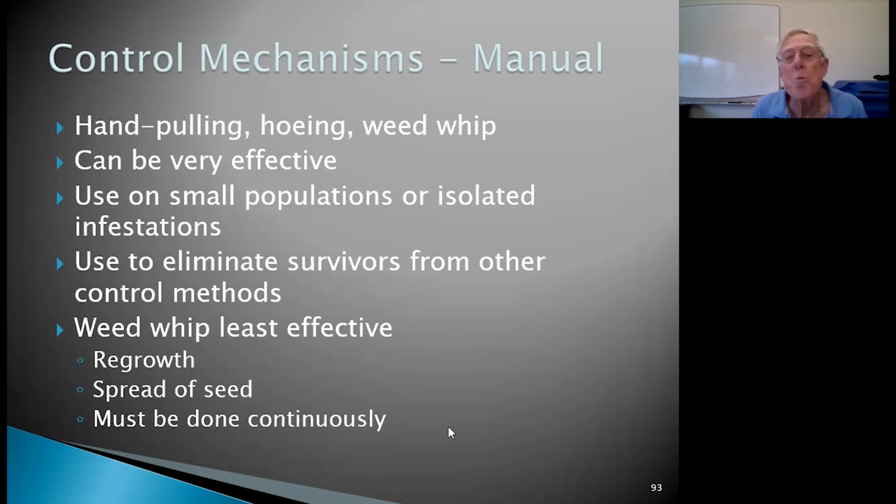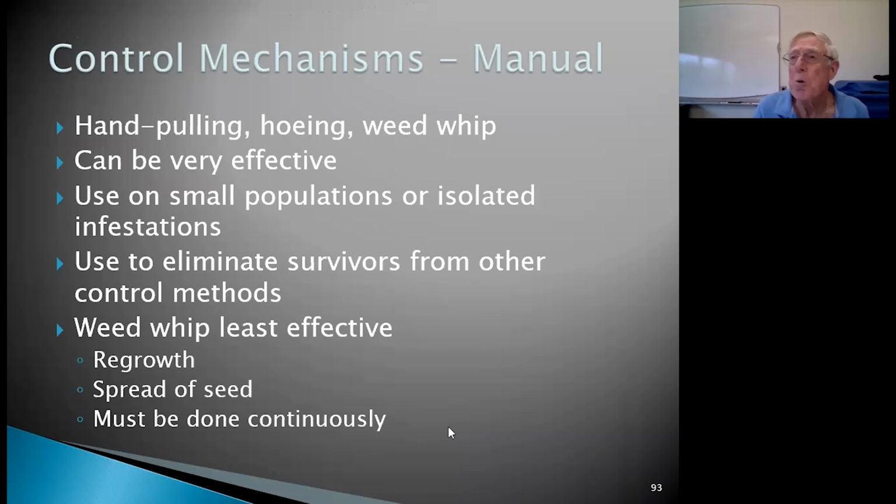They're good for use on small populations or isolated infestations, but if you've got 3 acres and it's covered with star thistle, you're not going to go out there and hoe it up. You're not going to go out there and hand pull it. And if you do weed whip it, you're going to have to whip it down to the ground, and then it's going to grow back. And if you try to whip it when it's already got viable seeds on it, you're going to spread the seeds hither, thither, and yon, and you just make the problem worse. So I don't like weed whipping particularly, but for small infestations, small areas, yeah, these all work pretty well.